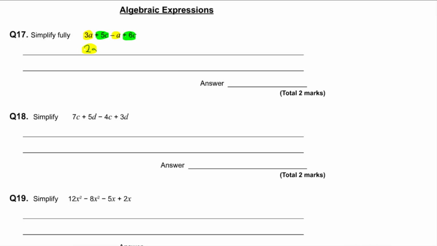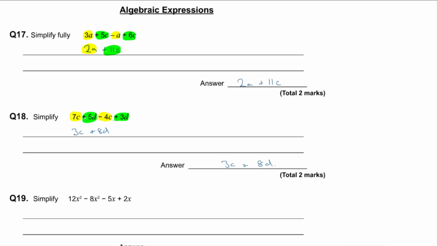Okay, so I get 2a from the yellow bits. And I've got 5c plus 6c, that is 11c, okay, from the green bits. And that's my final answer then. It's going to be 2a plus 11c. Right, question 18. This time I've got 7c and minus 4c, and I've got 5d and 3d. So adding the c's together, 7c minus 4c is 3c. 5d plus 3d is 8d. So it's 3c plus 8d.